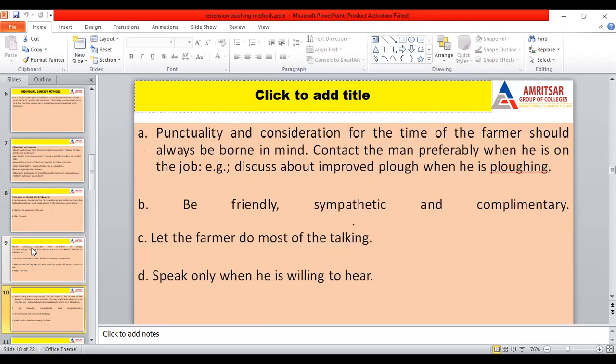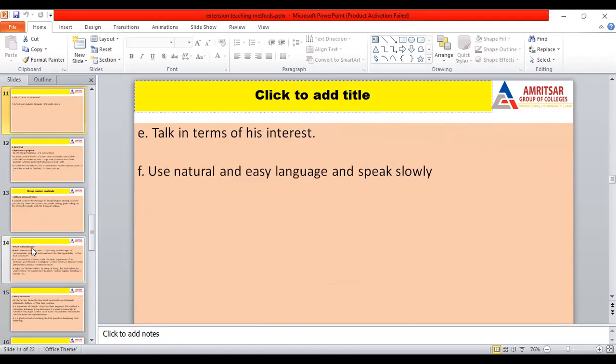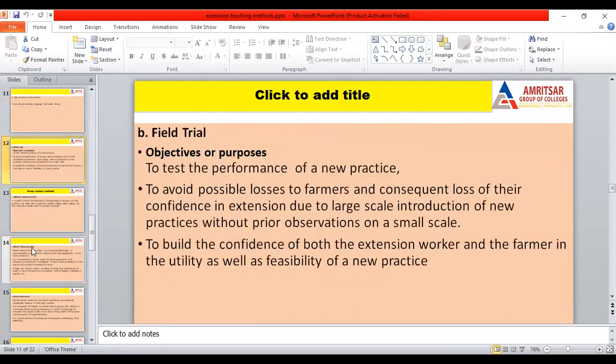Next, they should be friendly, sympathetic, and speak only in simple language so that people can easily understand, and talk in terms of their interest, speak slowly and use easy language.